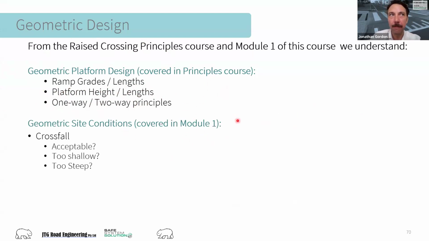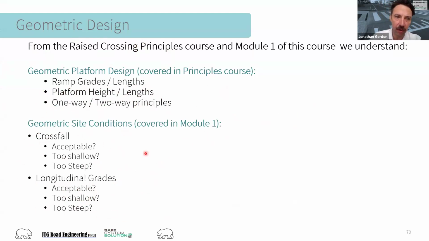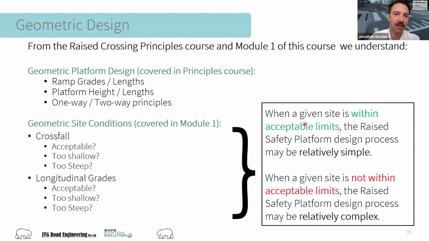But in Module 1, we started to also talk about the road environment and our crossfall. Is our crossfall great, or is it too shallow or too steep, etc.? And our longitudinal grades as well. These are the key components of what the road is doing for our platform itself. Is our longitudinal grade too shallow or too steep? Through that discussion in Module 1, what I'm really saying is, when a given site is within acceptable limits, those limits that we discussed in day 1, then the design of our raised safety platform may be relatively simple, and that's great.